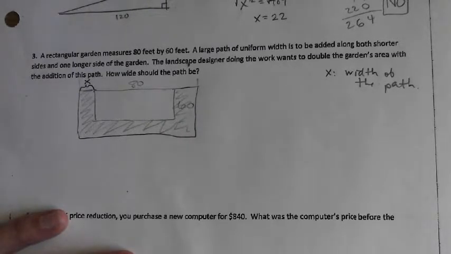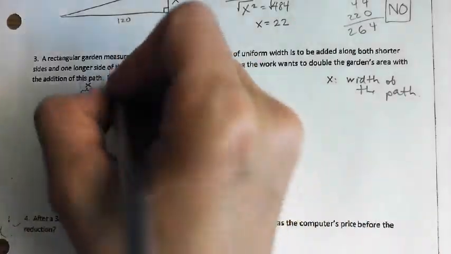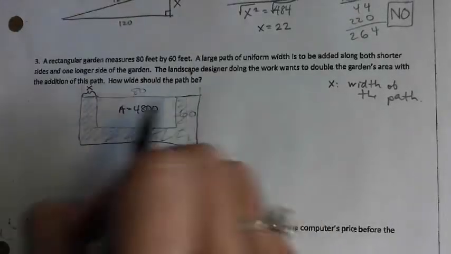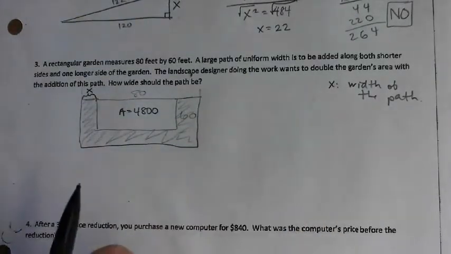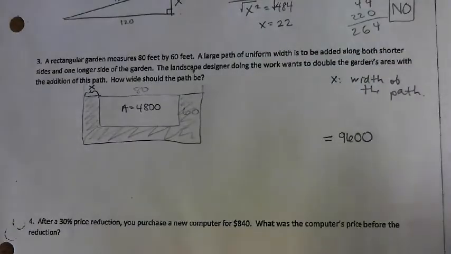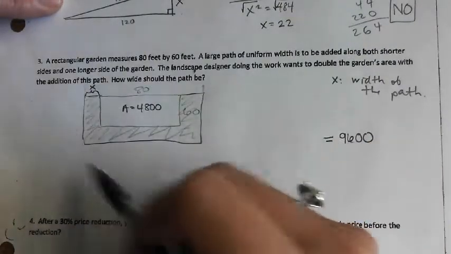Okay, what's 8 times 6? 48, and then you got to add those zeros back. Not 480, 4,800, because you chopped off 2 zeros, so you got to add 2 zeros back. So right now the area is 4,800. We want the new area, once we add the path, to be double that. So we want the new area to be 9,600. And then the question is, what's the equation for the area of this whole shape?